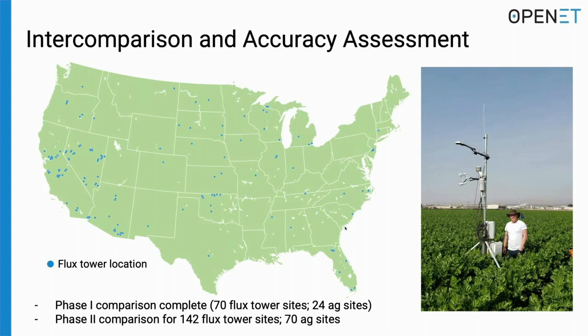In phase two, we added an additional 70 sites for 142 flux tower sites total. Again, models were run before the data was shared with the teams. Sites were implemented with full eddy covariance instrumentation. So an example of one of these towers is shown here on the right. These towers typically cost in the range of about $50,000 per year and also require specialized expertise to maintain the instrumentation and process the data.